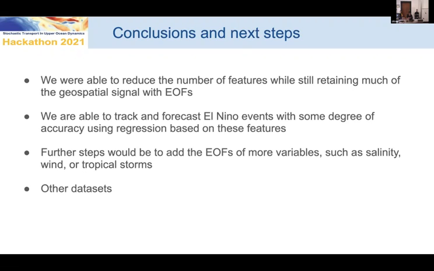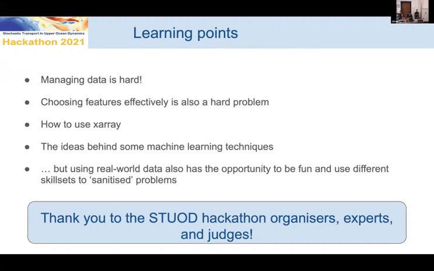Or use of wind or tropical storms could be useful as well. And there are other indices for tracking El Nino. There are other things that might be useful within this that this could also be applied to. So lots of opportunities there for more things. And as this was a 3-day hackathon project, I think it was useful for us to highlight what we had learned from the project.